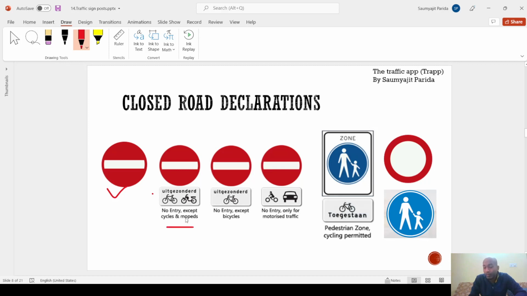In the exam there can be a question on whether a cycle is allowed from the other direction or not. If this is the signboard, then it is a yes. Here, no entry except bicycles. Here, no entry only for motorized vehicles.